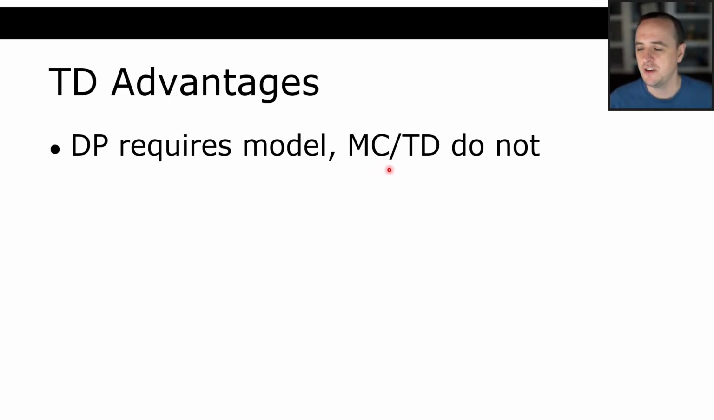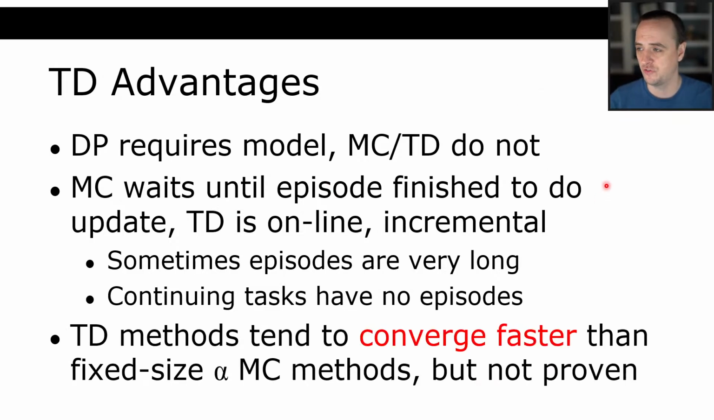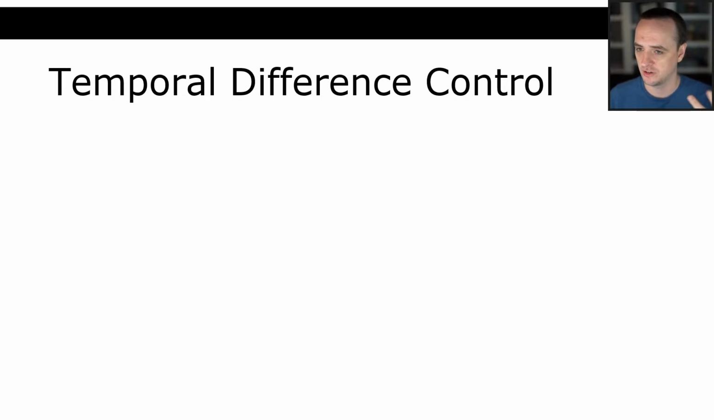Well, TD and MC do not require a model, so that's a big advantage. Monte Carlo waits until an episode is finished to do an update, whereas TD is online and incremental. Sometimes episodes are really long. Sometimes it's annoying to calculate the return of episodes, and continuing tasks have no episodes. So TD can take care of all this. And TD methods tend to converge faster than fixed-size alpha Monte Carlo methods. In practice, this is true, but as of the time of me writing this slide, there was no proof for that. So that's TD prediction, which is updating value estimates.